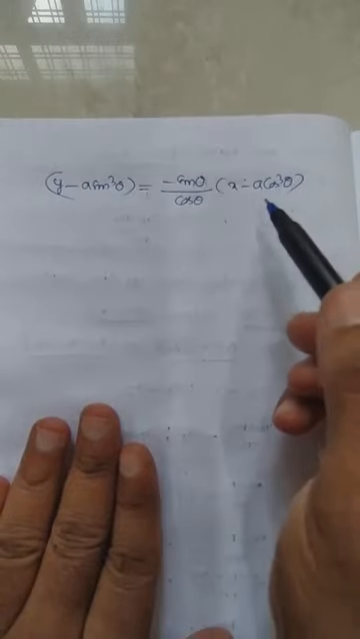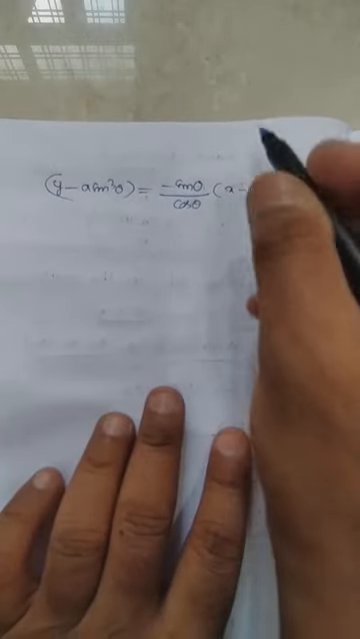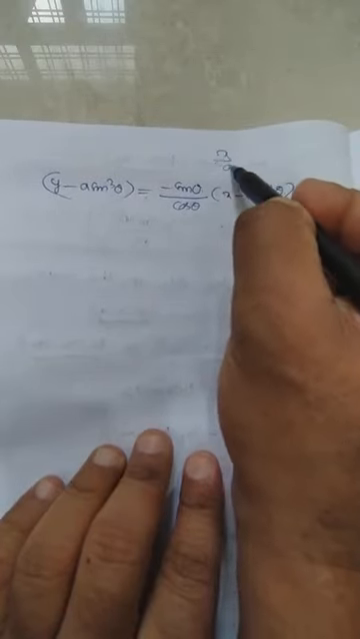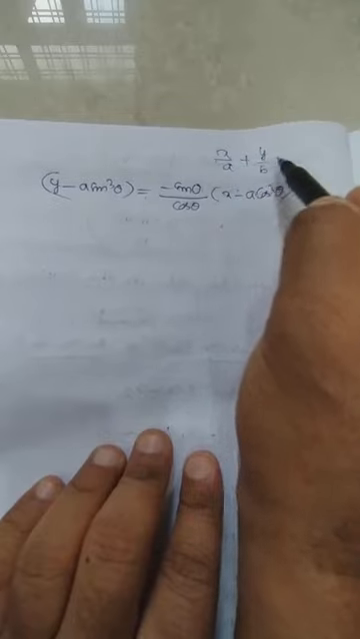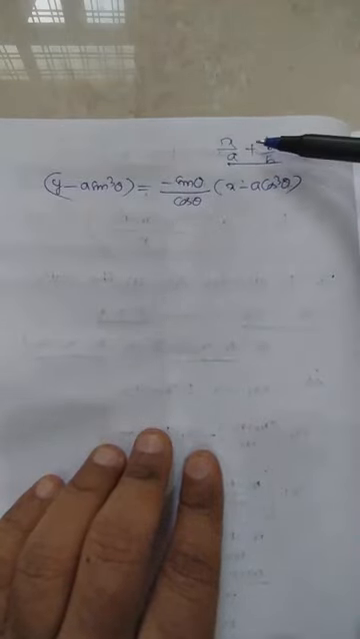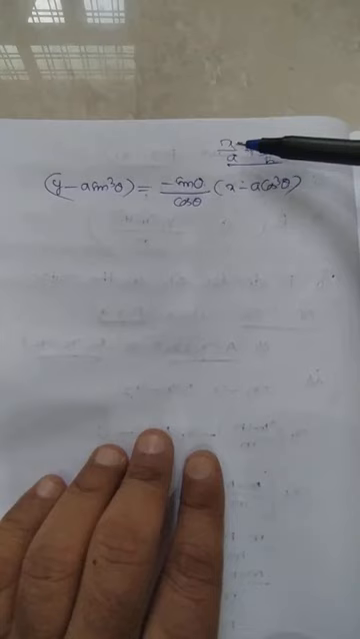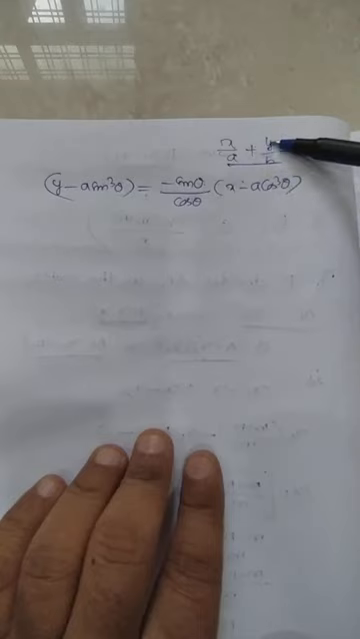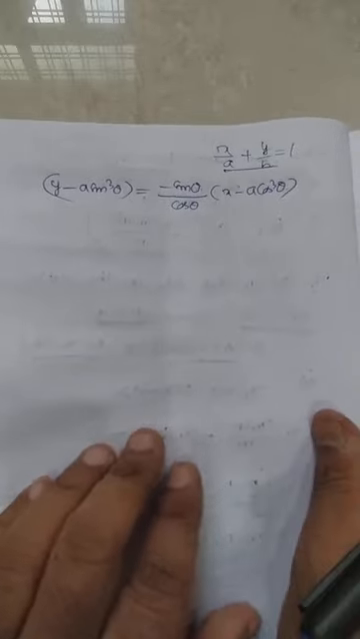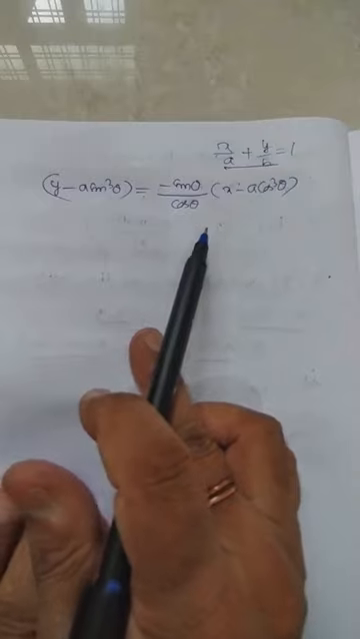So we have to make this tangent line in the form of x by a plus y by b is equal to 1. In this form we have to make it: on the left-hand side, x term by denominator plus y term by denominator, with the coefficient of y as 1, and on the right side 1. So look here, this simplification is very important.